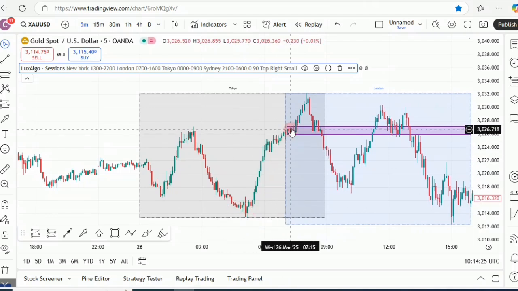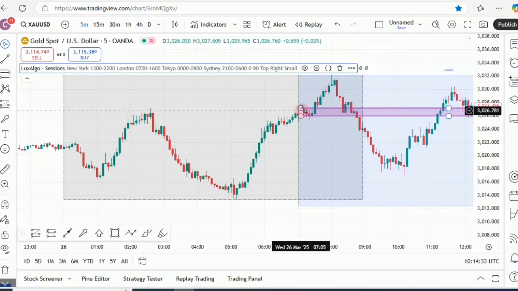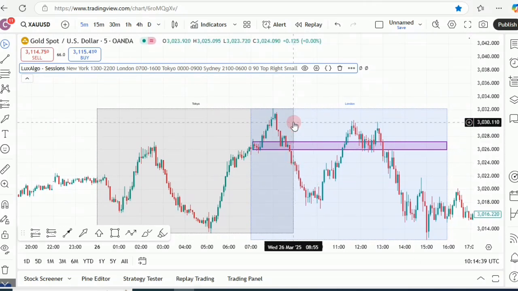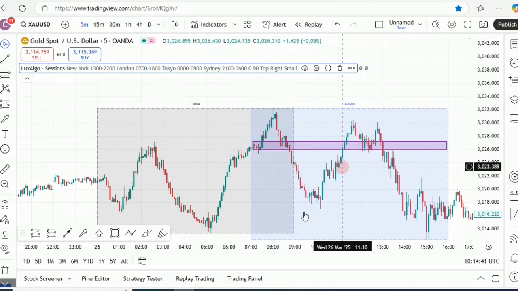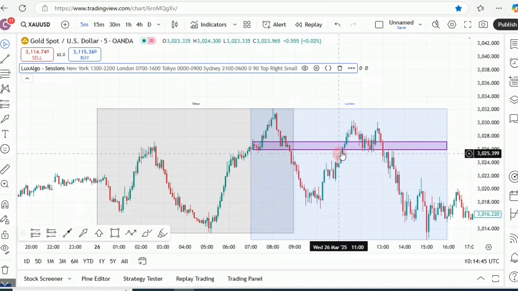You see, price was going up on the Tokyo session, and when the London session started, price decided to just go a bit up high before it went down. That's the reason why we marked over here. Now the Tokyo session has ended, we're on the London session, so price has been consistently going down. But look at price now, back to our wick area.